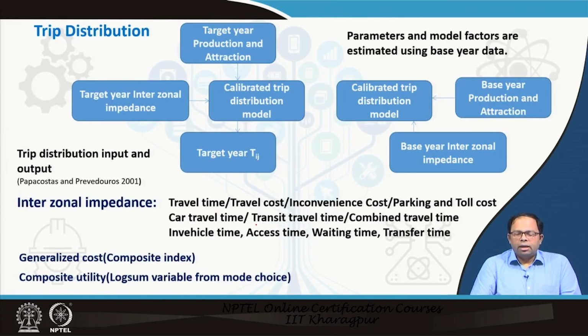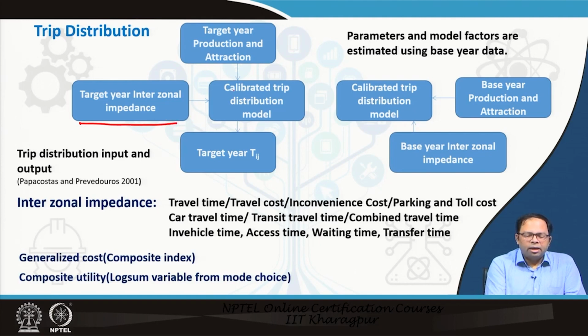So, whenever we are developing the trip distribution model, first we need to predict the target year interzonal Tij values. For that we require the target year production and attraction values, and also the target year interzonal impedance values. These are put into a calibrated trip distribution model, which is basically a set of equations where we put this data, and then we get the final target year trip distribution data.